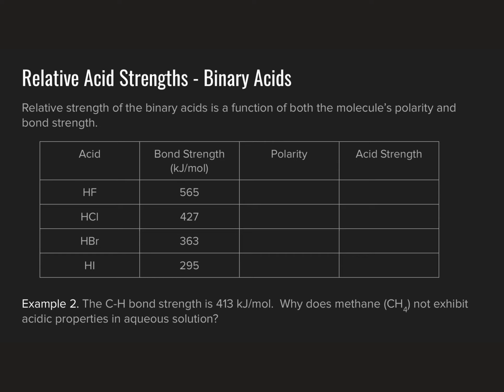You'll see here we've listed for you 4 binary acids containing the nonmetal in the halogen family, starting with hydrofluoric acid, hydrochloric acid, hydrobromic acid, and hydroiodic acid. And we've listed there for you the bond strength of each of the bonds between hydrogen and the halogen which it is bonded to. And you'll notice here that the fluorine has the greatest bond strength when bonded to hydrogen, and the iodine has the weakest bond strength.